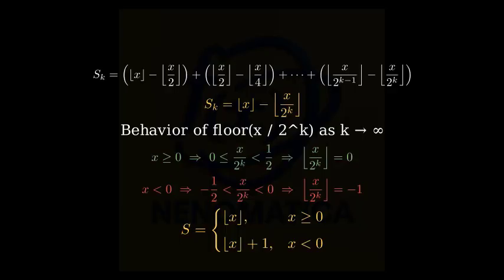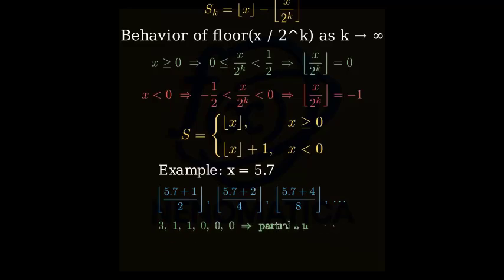Now let k go to infinity. We only need the behavior of floor of x over 2 to the k. If x is non-negative, then x over 2 to the k is a tiny non-negative number for large k, so its floor is 0. If x is negative, then x over 2 to the k is a tiny negative number, like minus 0.001, so its floor is -1. Therefore, the sum S equals floor of x for non-negative x, and equals floor of x plus 1 for negative x. Let's check with 2 quick examples to build intuition.